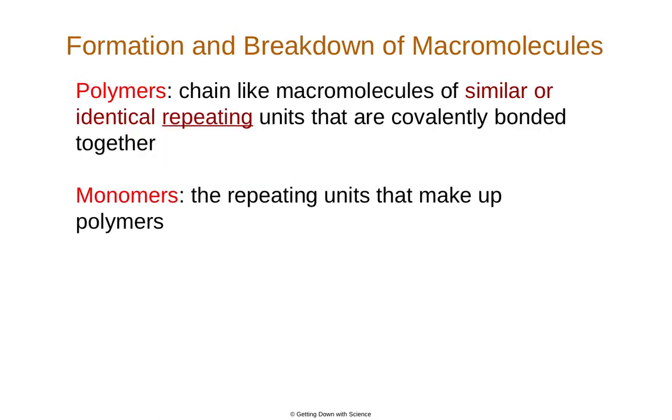Okay, so to clarify, polymers are these repeating chains of monomers. A monomer is the tiniest unit of one of those macromolecules. If you have lots of monomers stuck together, we get a polymer. The polymer is a large chain of those monomers that is really similar, or identically repeating in unit, and all of that is covalently bonded together.